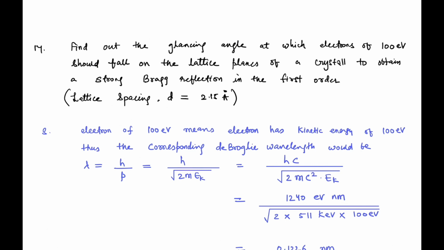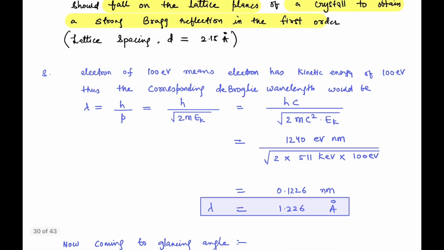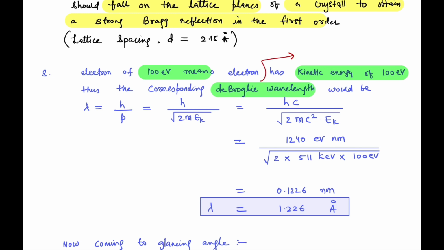We need to find the glancing angle at which electrons of 100 electron volt should fall on the lattice planes of a crystal to obtain a strong Bragg's reflection in the first order. So what we need to do: an electron of 100 electron volt means the electron has kinetic energy of 100 electron volt. Thus we need to find the corresponding de Broglie wavelength. And let me tell you again, this is not called de Broglie, but it is pronounced as de Broglie.